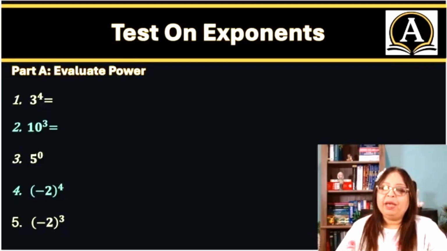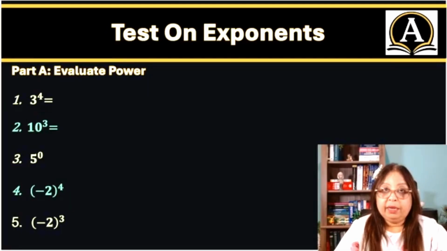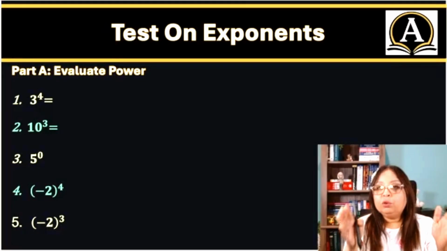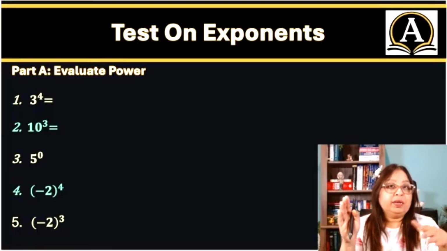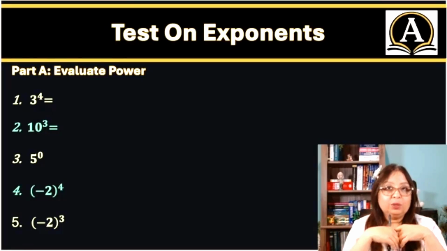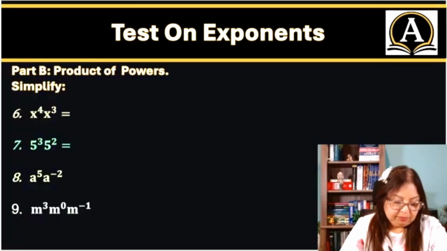And here I am back. So part A, evaluate power. Here I'm asking you to write down the number that you're going to get when you multiply out these powers. Like I said, I'm going to stop on each of these slides with problems for about 10 seconds. Your timer begins now. Moving on to the next slide.